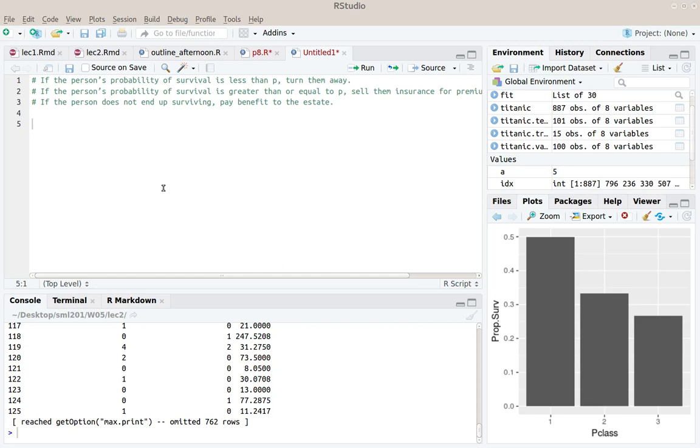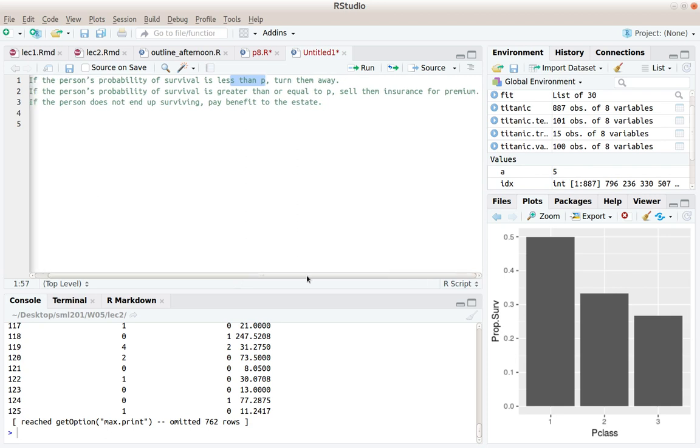In this video, I want to solve problem 8 from Precept 4. So here's what we have. We basically have an insurance agency and they follow this kind of procedure. They compute the person's probability of survival according to some model. If that probability is less than P, they just turn the person away. If that probability is greater or equal than P, then they sell them insurance for some amount. That's the premium. Now, if the person ends up surviving, that's the end of it. If the person does not survive, then we'll pay them the benefit.